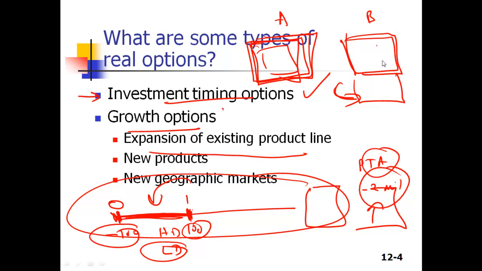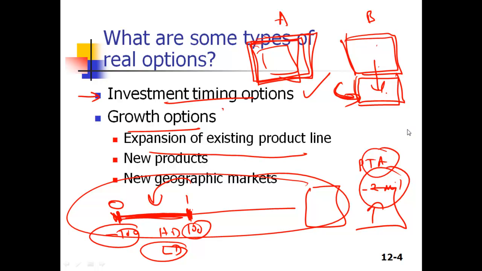Now, what is the option? What is the price of the option? It's the extra price that he paid for this. What's the advantage of having that extra land next to his plant? That if he wants to expand, he will expand.